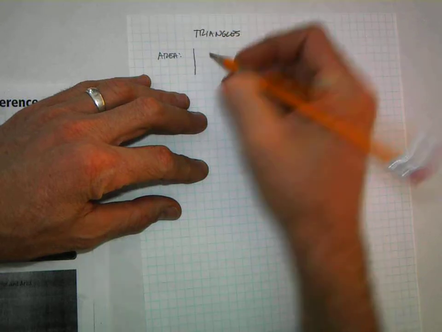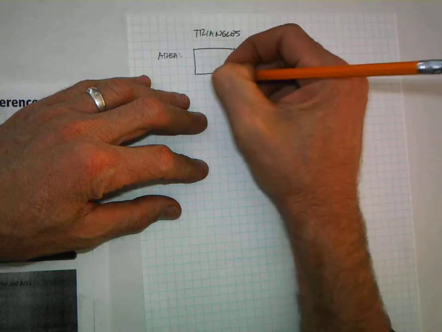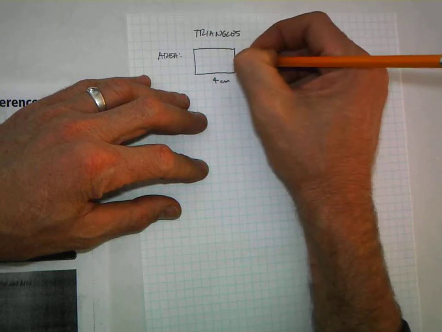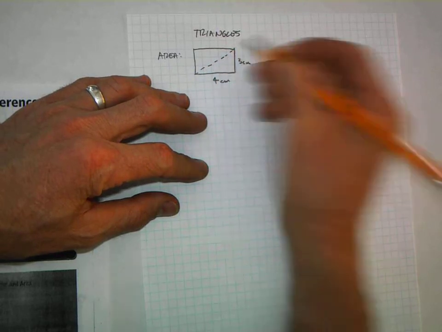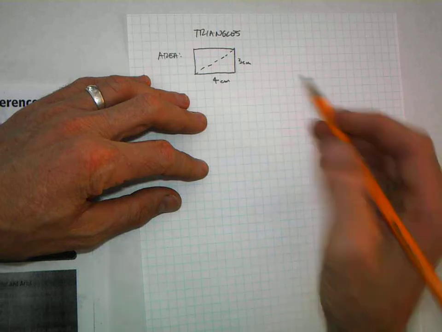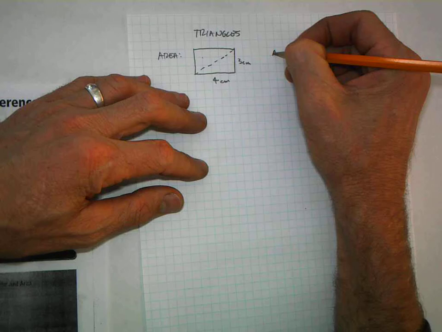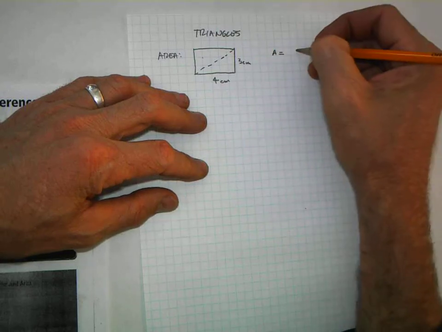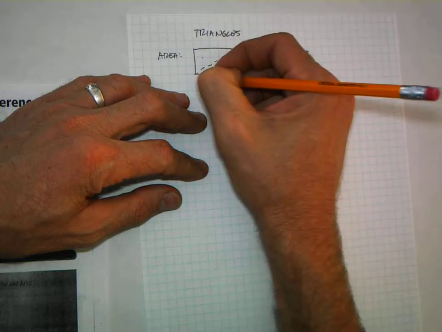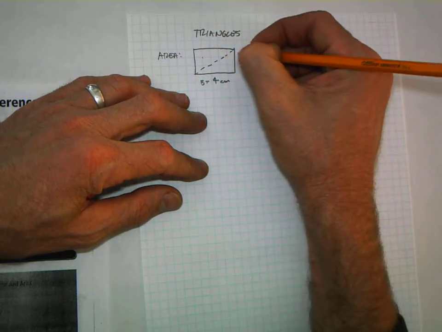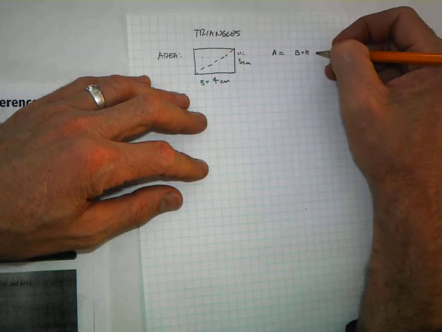A triangle is simply a rectangle cut in half. So if this is 4 centimeters and this is 3 centimeters, and we were to put a dotted line corner to corner, I think it's fairly evident that this half and this half are the same. So the area for a triangle is simply base times height. Let's just put a B here and an H here. And it's base times height divided in half.